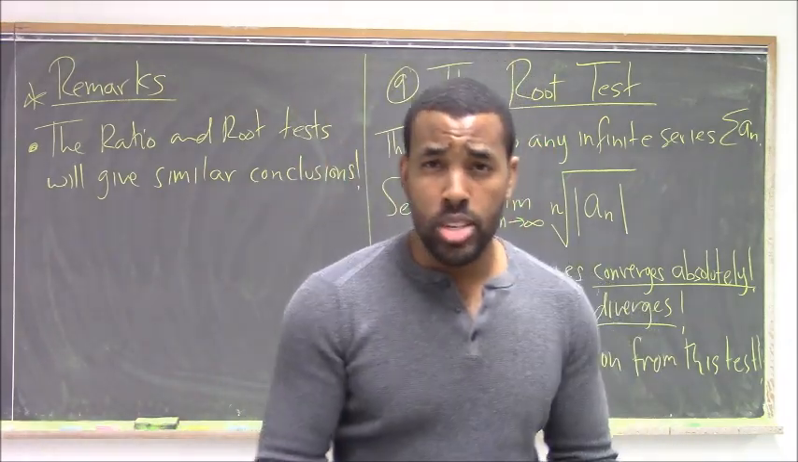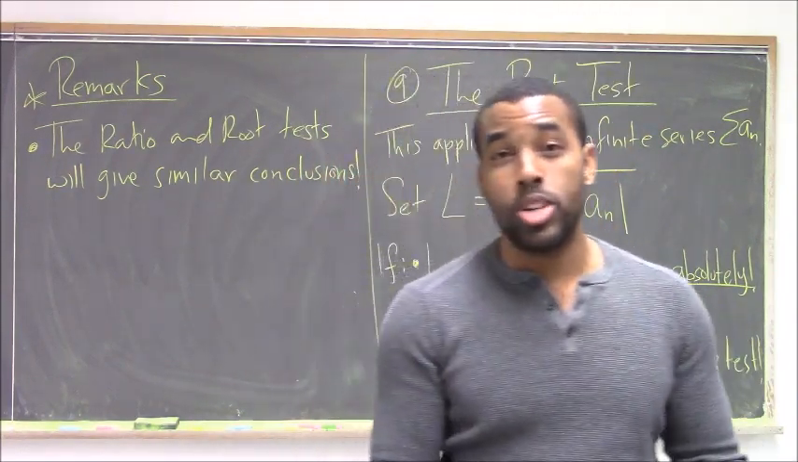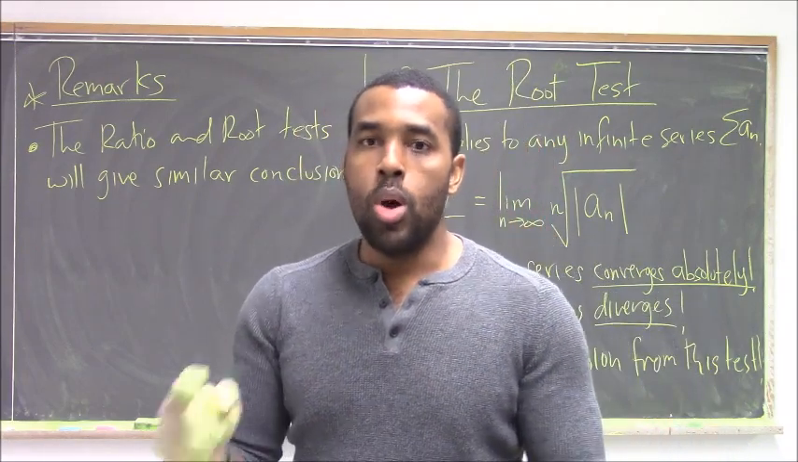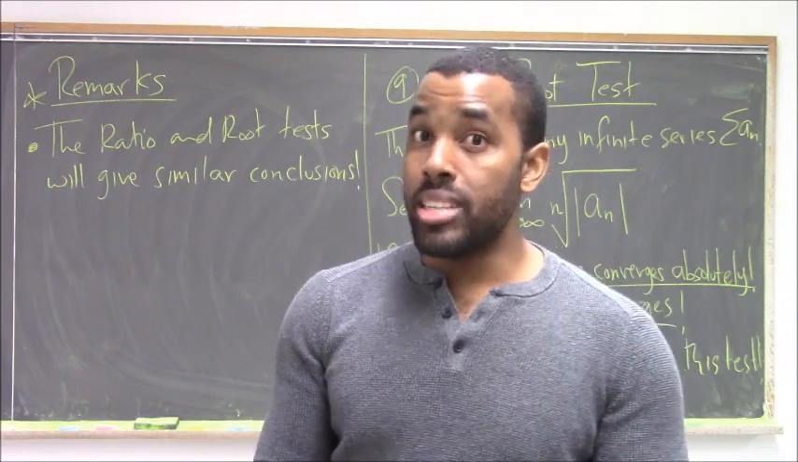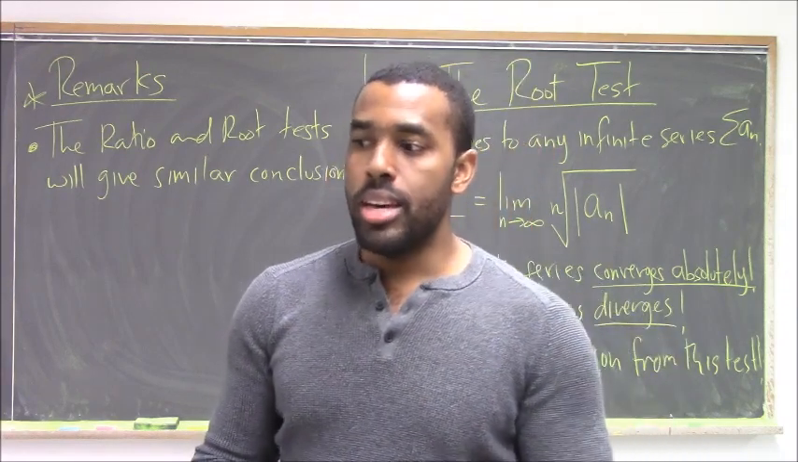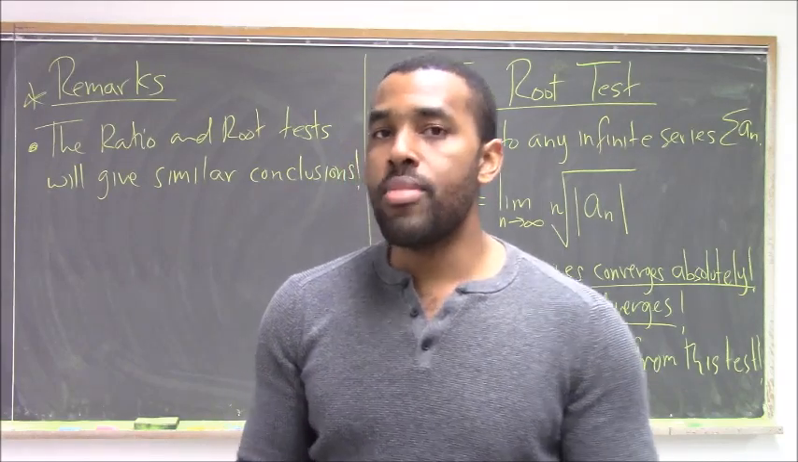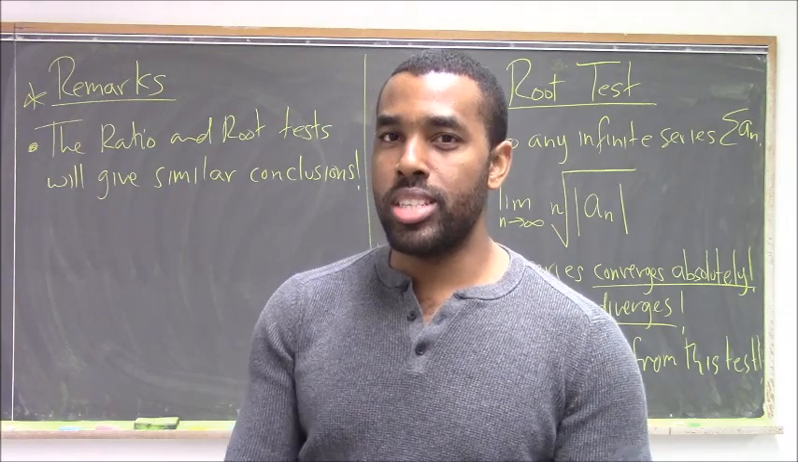Whenever the ratio test gives you a limit less than 1, the root test will give you a limit less than 1. Whenever the ratio test gives you a limit greater than 1, the root test will give you a limit greater than 1. Now, one of these tests might be easier to apply than the other, but aside from those nuances, the conclusion is going to be the same. This means you'll never actually use both of these tests in conjunction with a series.